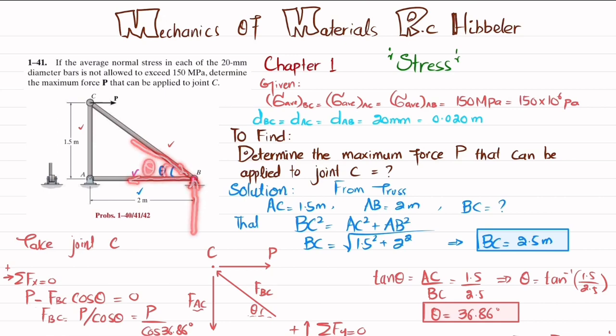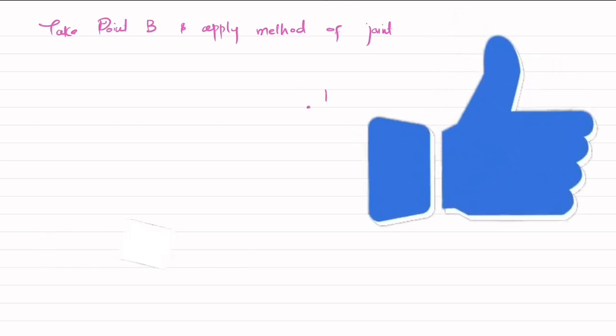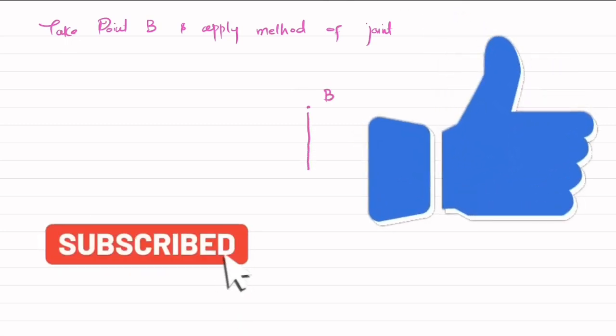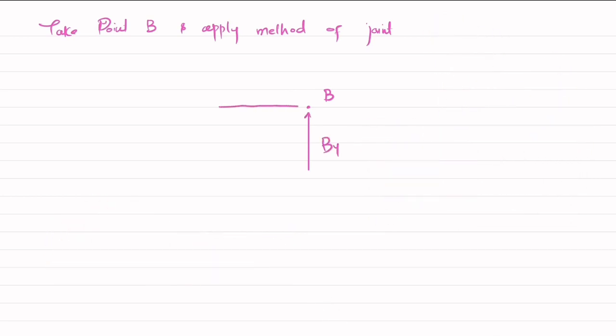So we will draw it over here. This is point B. Here you have a load due to reaction load, which is By. Clear? Horizontally there is FAB in this direction, and the load due to FBC is like this, and this makes an angle theta.